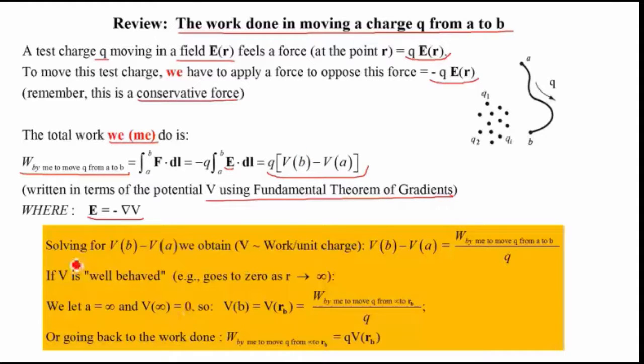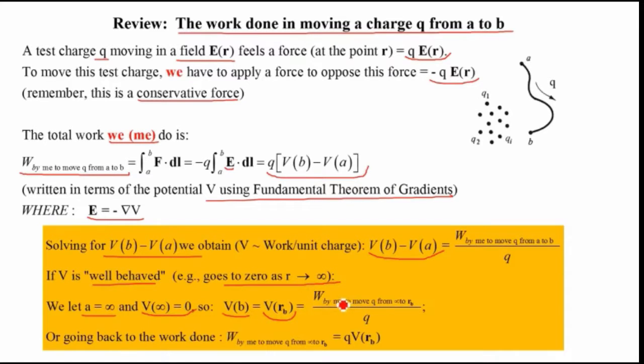If we solve for this difference of potential, we're talking about a work per unit charge, so therefore we should get a potential. And so we end up with the difference of potential is the work done divided by Q. Now if V is well behaved, then it will go to 0 as R approaches infinity. So for example, all of these charges here, if we go to infinity, the potential created by these charges will go to 0. Let's just let one of those points be infinity, so we'll let A go to infinity. And we know that that is the case then. V infinity is 0, so V of A is 0. All we're left with then is V sub B, and we'll set that equal to V evaluated at R sub B, because that's what we mean by B.